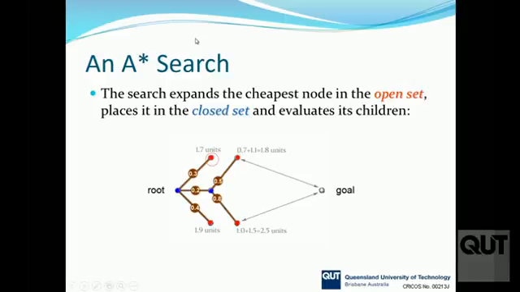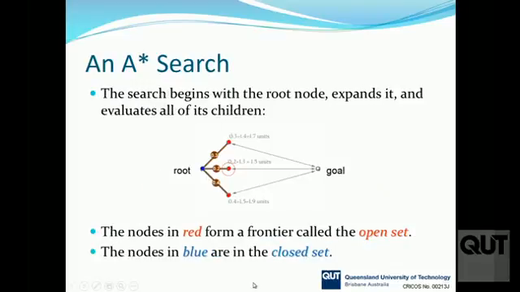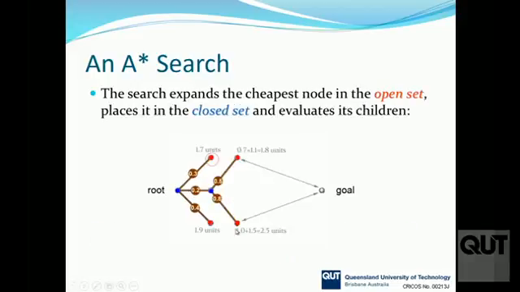So now what you can see is that we actually have 4 nodes in the open set. So here we had 3. We chose to expand that node. These 2 still remain in the open set, and these 2 new children are added to the open set, and now we've got 4 nodes in the open set.